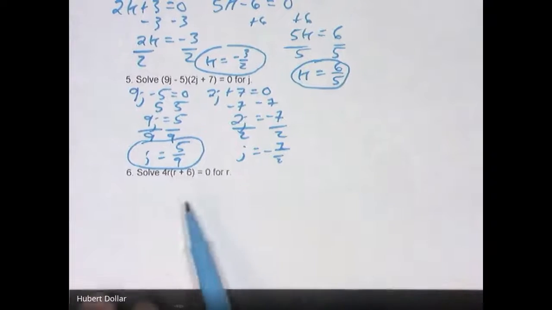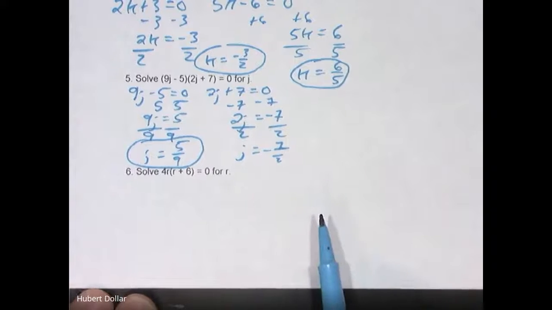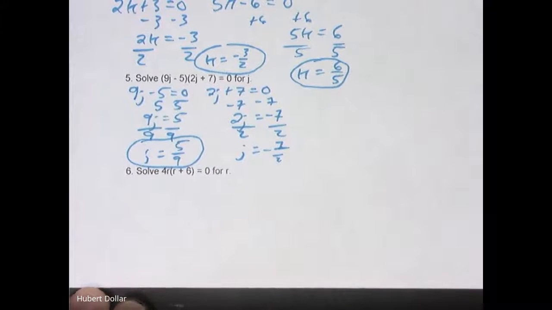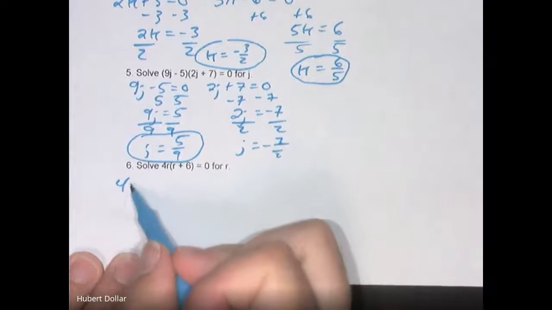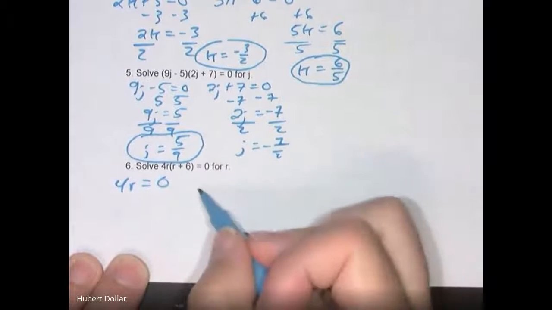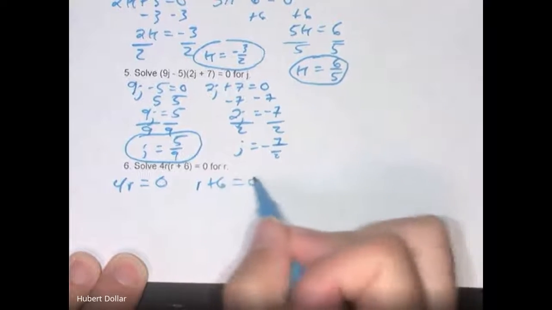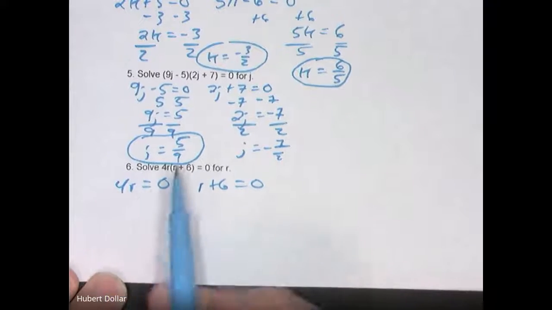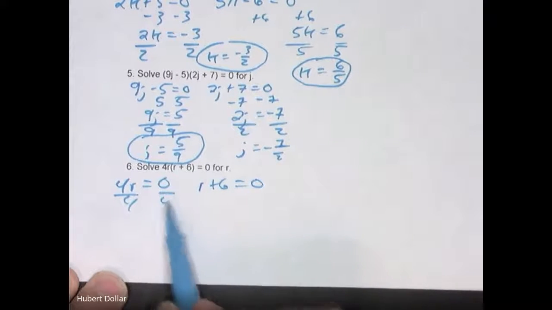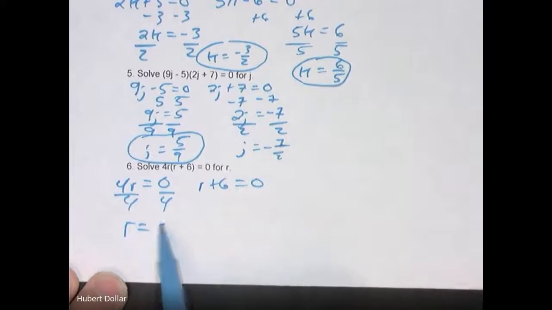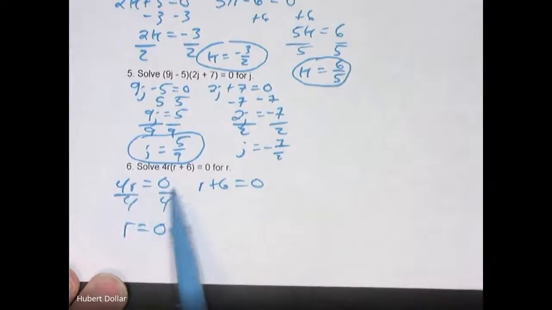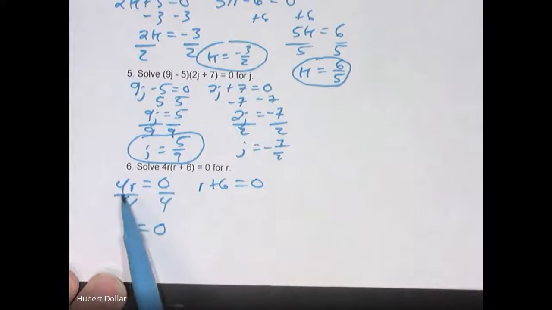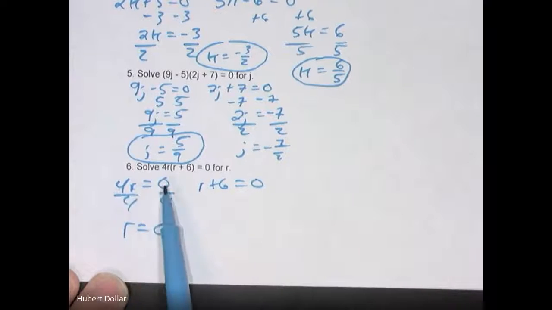And the last one, the product of 4r and r plus 6 equals 0. So either 4r equals 0, or r plus 6 equals 0. Now this is a simple linear equation. The opposite of multiplying by 4 is dividing by 4. So r equals 0. Now if you look, this is the zero product property again, because two things are being multiplied to get 0. Well, the only thing that the second number can be is 0.